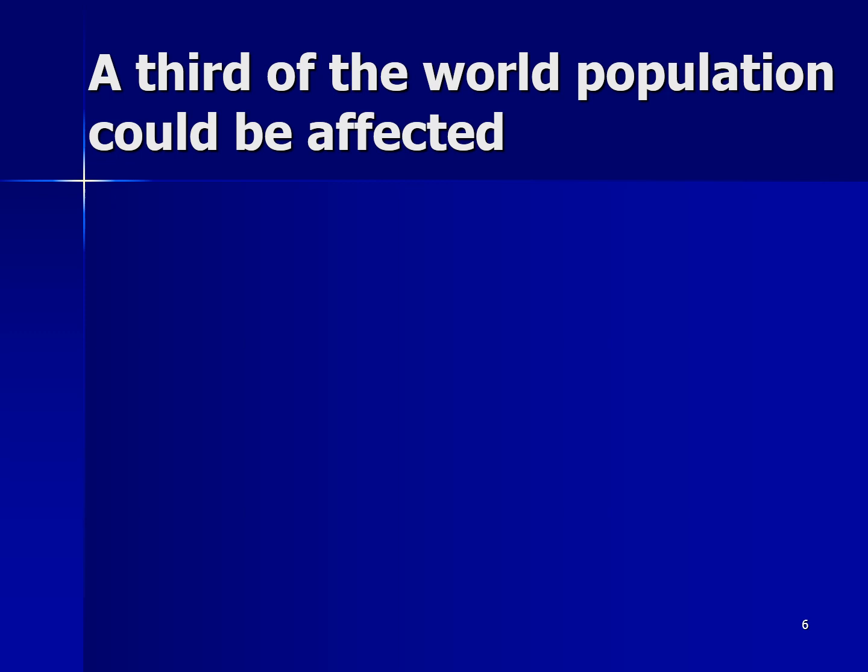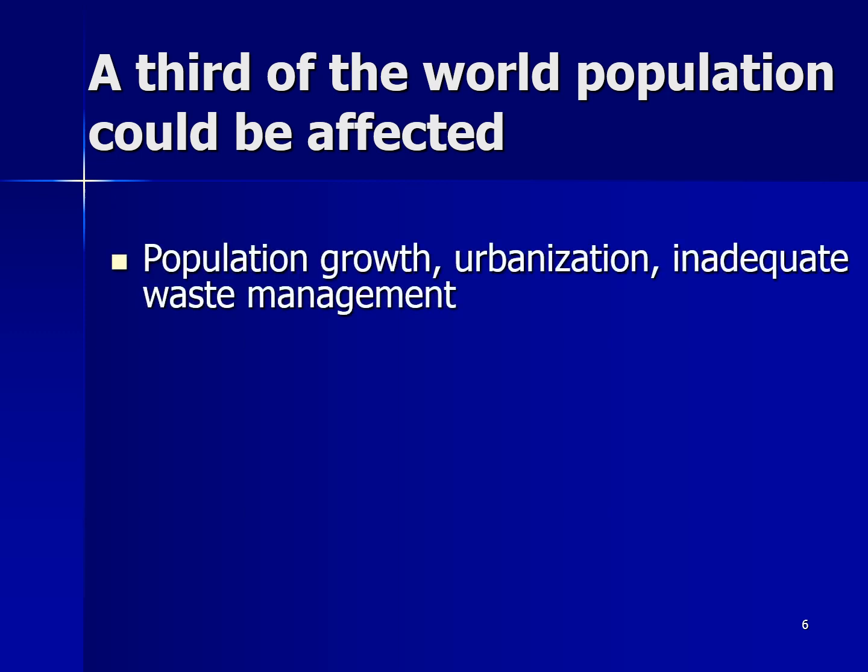So 33% of the world population could be affected, and how could that be? It can be because of population growth, leading to urbanization and inadequate waste management. Population growth is a phenomenon that is not coming slowly. With urbanization, the more people there are, they move to the cities, and due to the lack of resources in the cities, there is inadequate waste management. Again, inadequate waste management provides a habitat for the increase in the population of the Aedes aegypti mosquito.